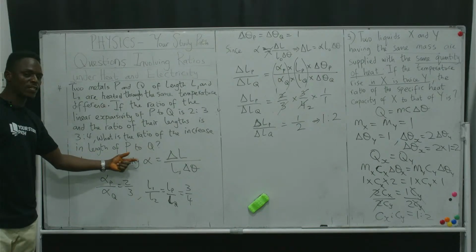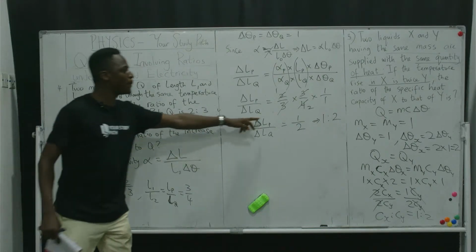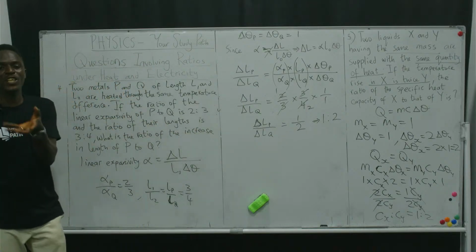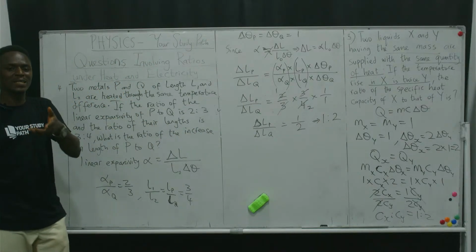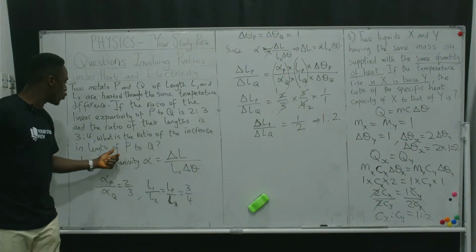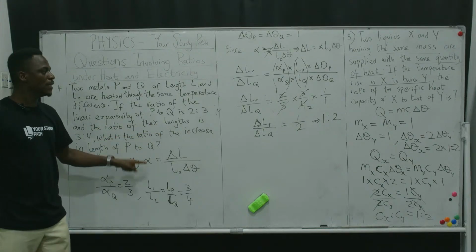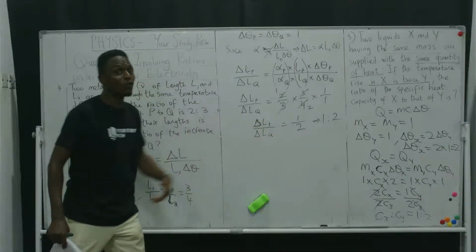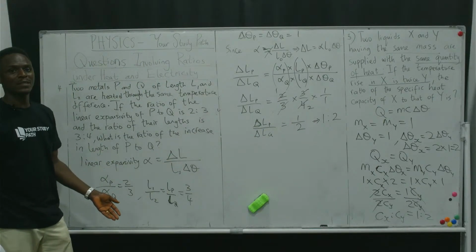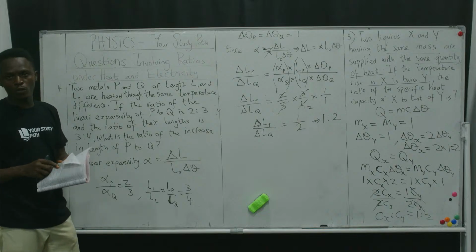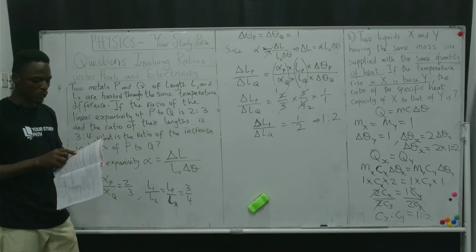We have P first before Q. That's why we are having P on top and we're having Q under. Sometimes they can easily change it. That's why we're saying pay attention to details. If you are told to find the increase in length of Q to P, that means that instead of 1 over 2, your answer should be 2 over 1. So don't make that mistake of not paying attention to exactly what you are being asked. We push on to the next one.